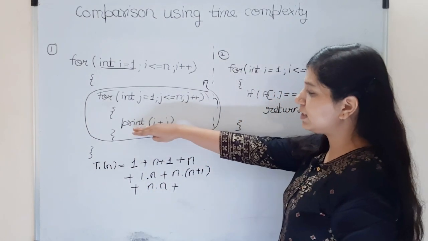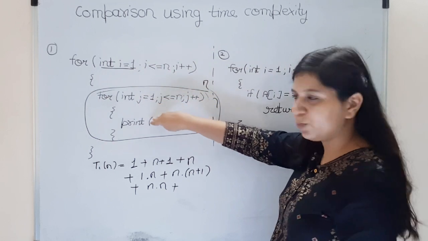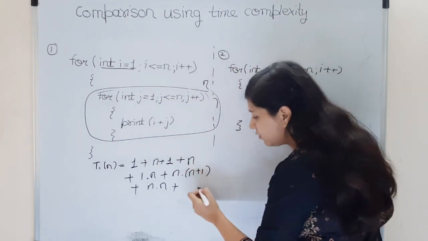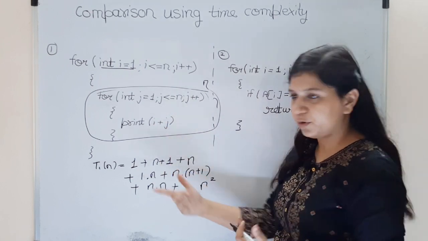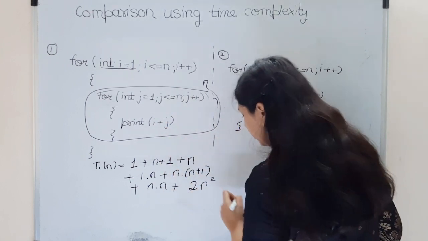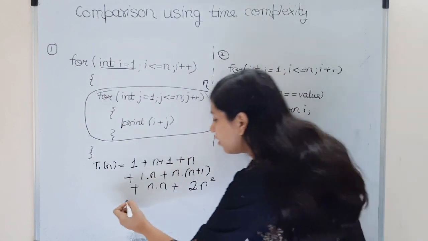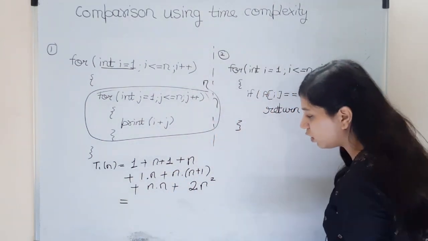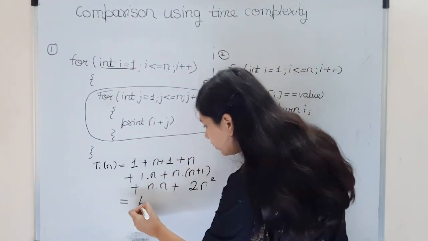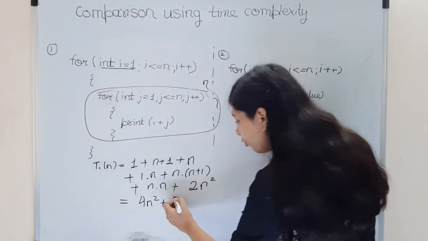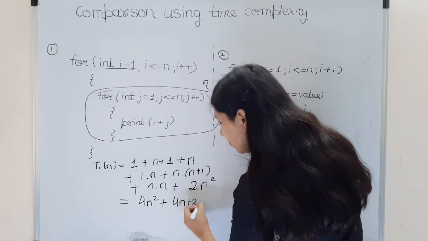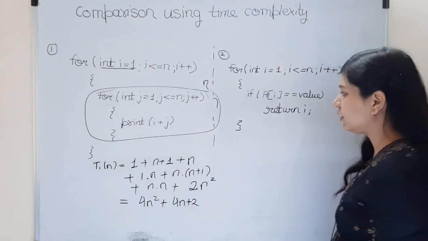Now this print statement is inside both these loops. So n into n, that is n square, and every time there are two operations, addition and then print. So 2n square. If we sum all of these, it is going to come as 4n square plus 4n plus 2. This is going to be the time complexity in this case.